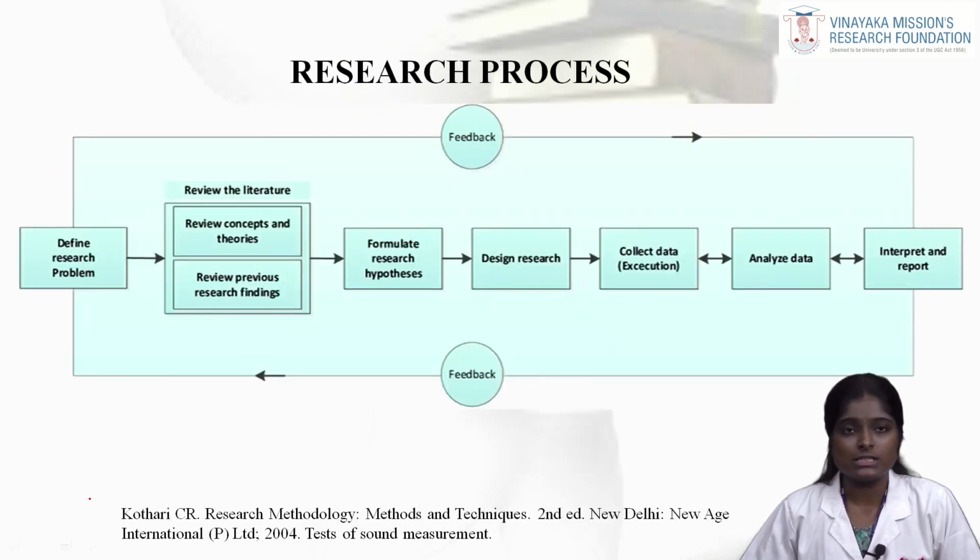So we know what is research and we know what the types of research are. So how do we go about it? First we have a research process. Initially we start from defining the research problem and review of literature, formulate the research hypothesis, design the research, collect the data, analyze the data, interpret and report. We'll go through each one by one, and we have a feedback mechanism at every step.